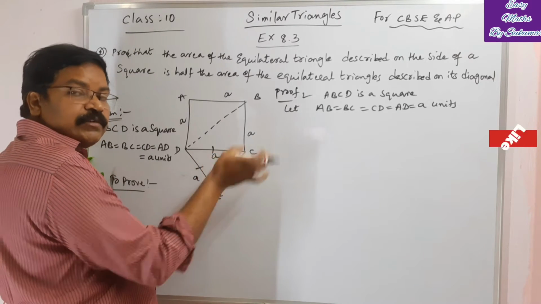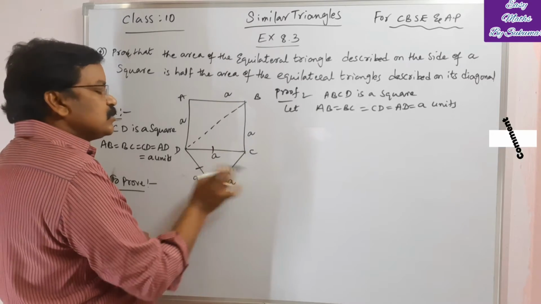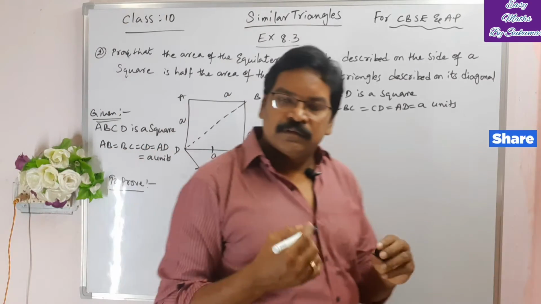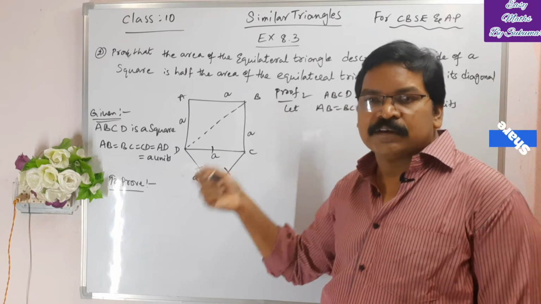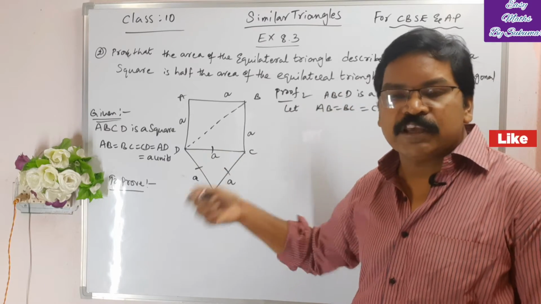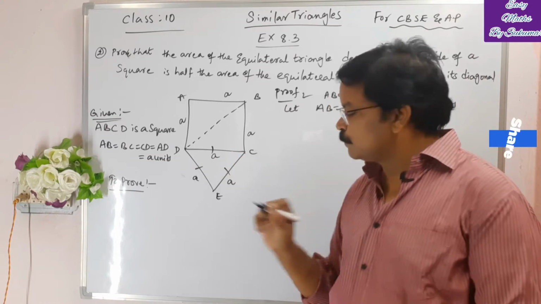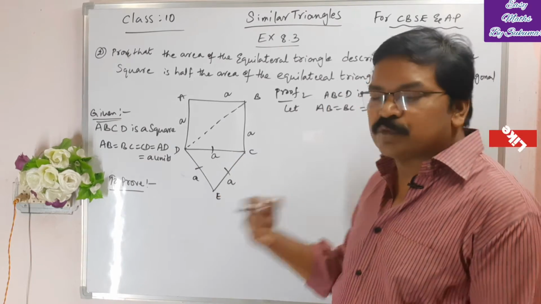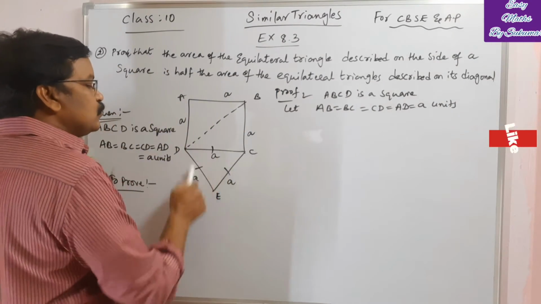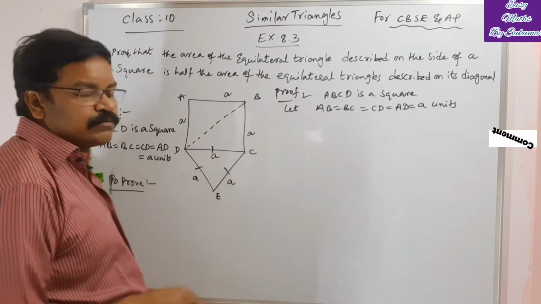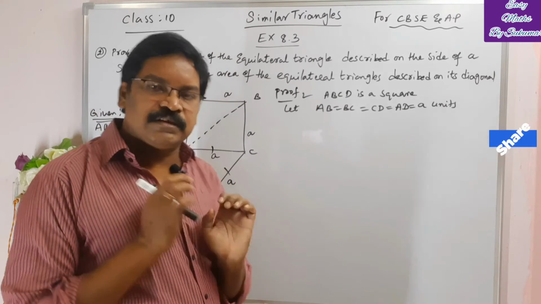DC is the side of the square. So this is also the side of an equilateral triangle DCE. That means this small a is equal to all the sides of this equilateral triangle DCE, right?